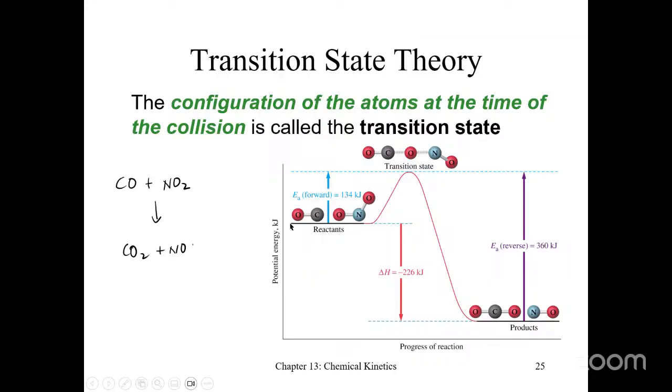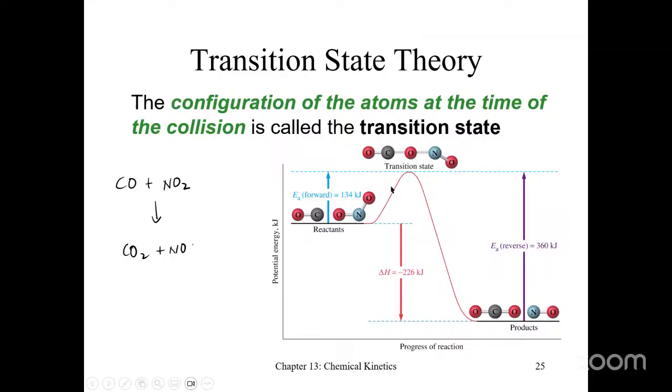Here we have the carbon monoxide, here we have the nitrogen dioxide, right? So there's going to be a transfer of the oxygen from the nitrogen to the carbon. You're going to have bond formation here, and at the same time, bond breaking here. This dotted line represents a bond being formed, and this represents a bond being broken simultaneously, right? We call this species a transition state.